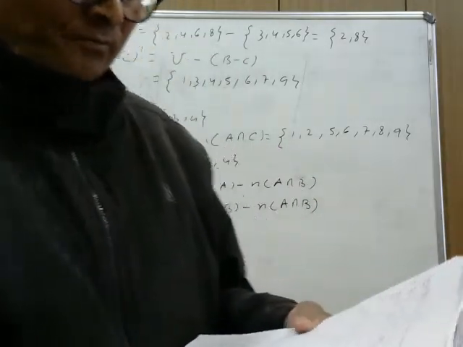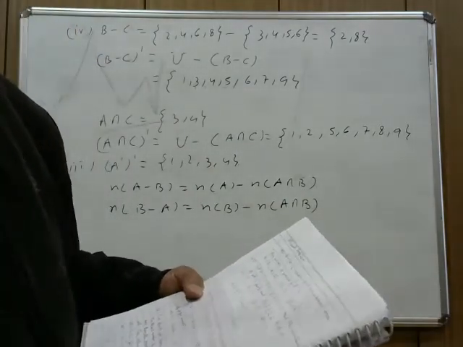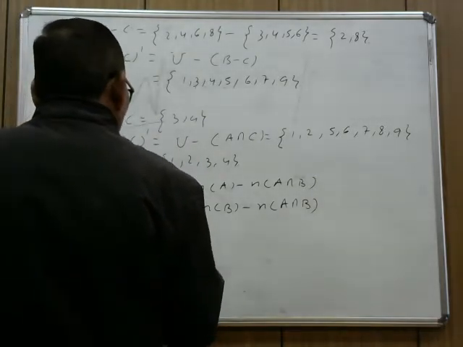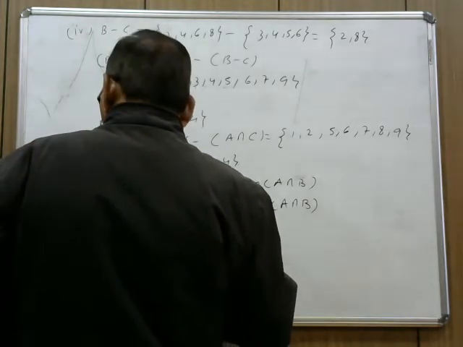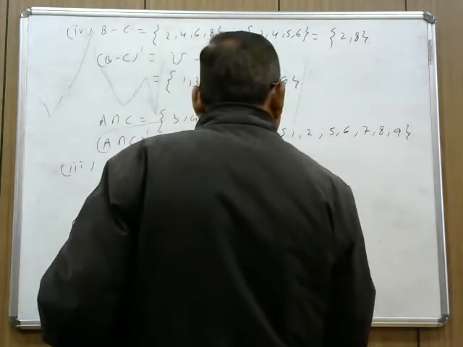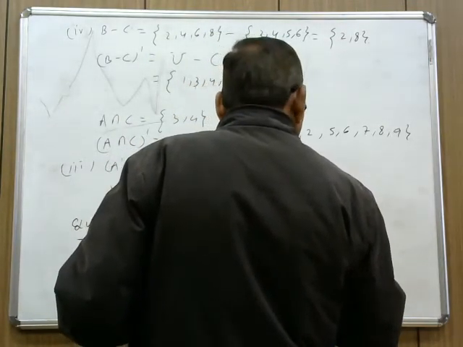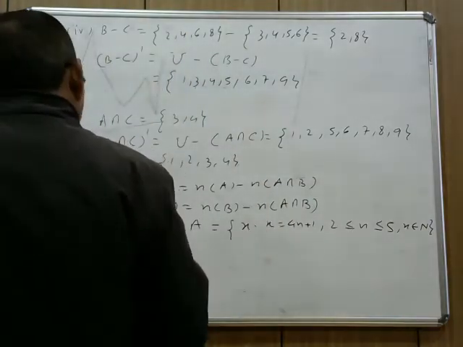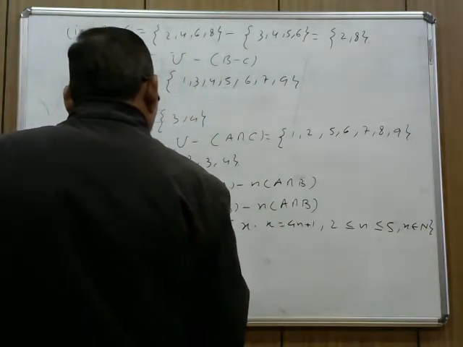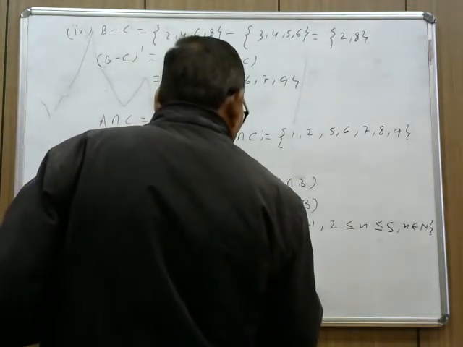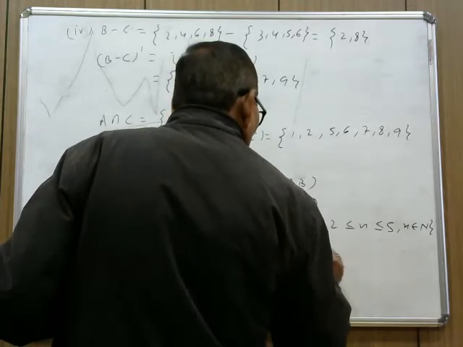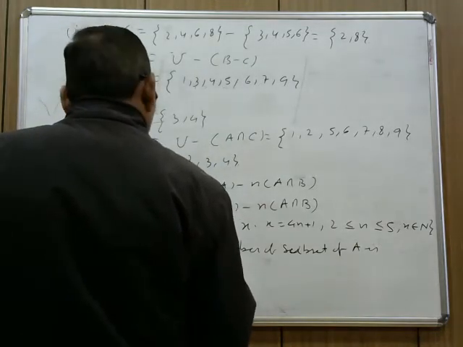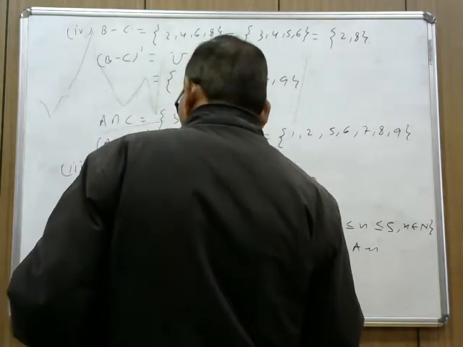Now I am taking some mixed problem. My question: if A is defined as all x such that x is equal to 4n plus 1, 2 is less than or equal to n is less than or equal to 5, n belongs to N, then the number of subsets of A is: A 8, B 15, C 4, D 16.